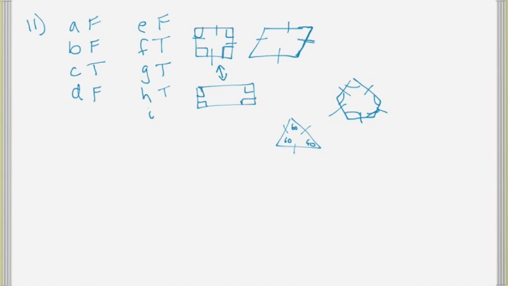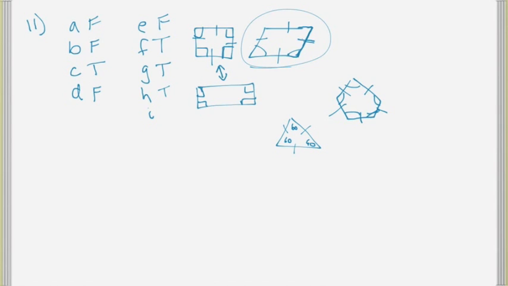The final one says all rhombi with congruent consecutive angles. Okay, so a rhombus. What do we know about a rhombus? Four congruent sides. Congruent consecutive angles would mean that two angles right side by side would have to be the same size. So if this is our rhombus up here and two angles side by side are the same size, how big would those angles have to be?